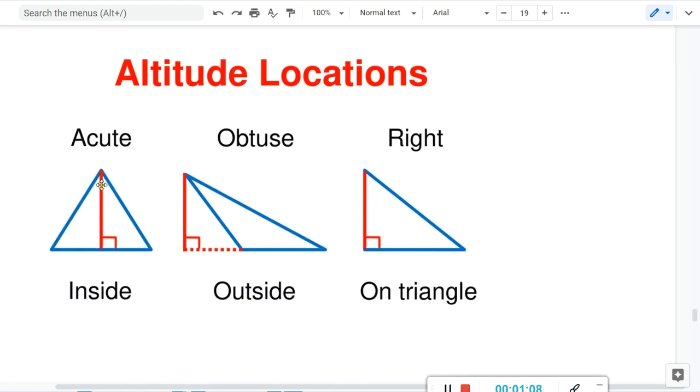For an acute triangle, the altitude is inside the triangle. And you can see it's perpendicular. For the obtuse triangle, the altitude is outside the triangle. And you can see it's perpendicular if you extend this bottom side. And for the right triangle, it's on the triangle. It's actually one of the sides. And of course, if you rotated this triangle, the bottom could be an altitude as well.